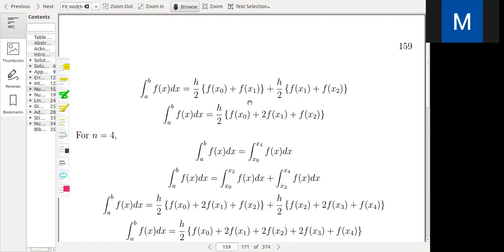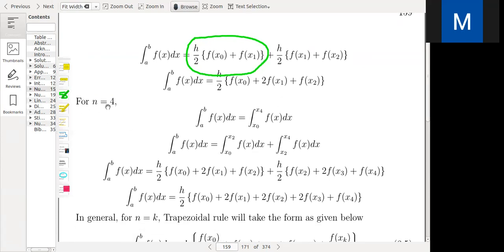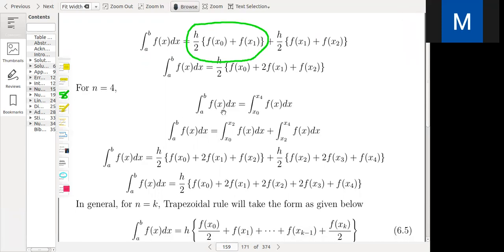And because the common side is shared between the two trapezia, we again start with f of x1. So this is the area of the first trapezium, and similarly the area of the second trapezium is h by 2 times f of x1 plus f of x2. Taking h by 2 as a common factor makes it easy to summarize the formula.